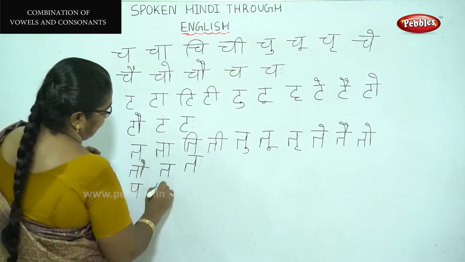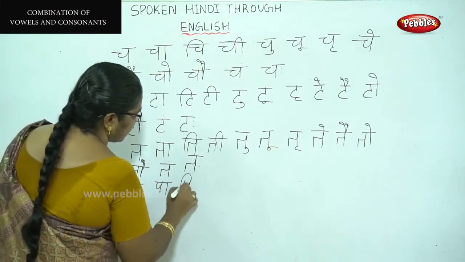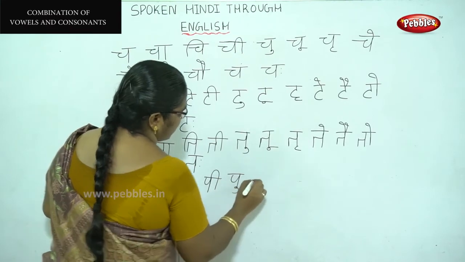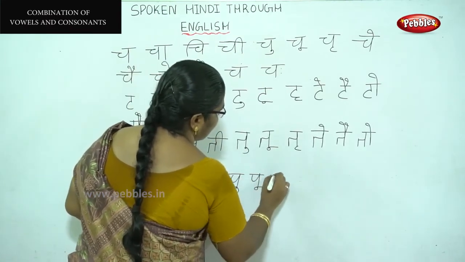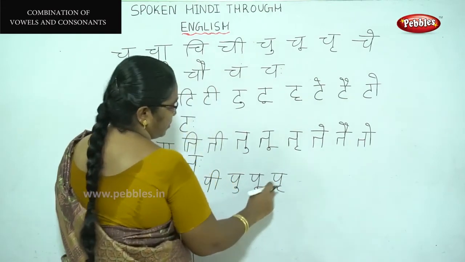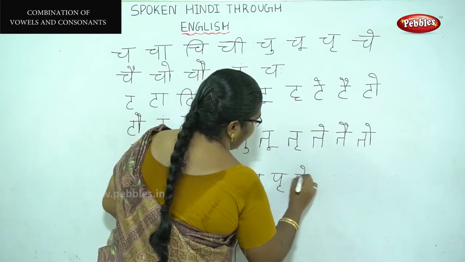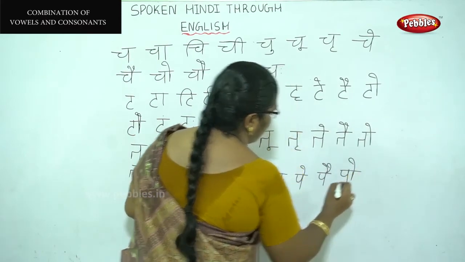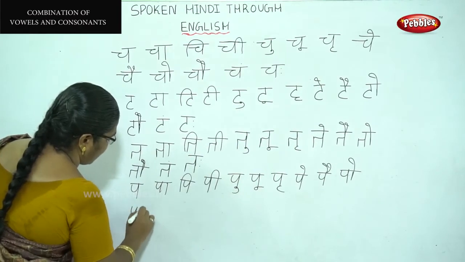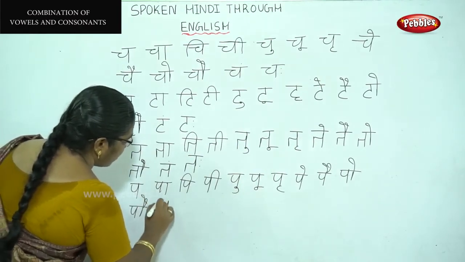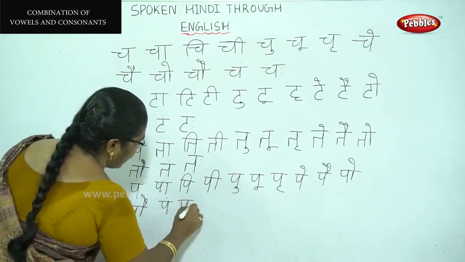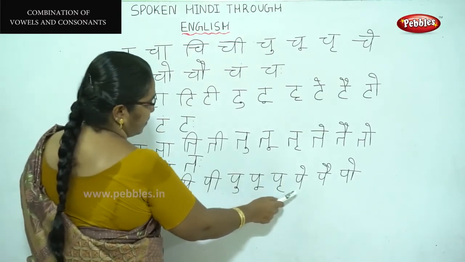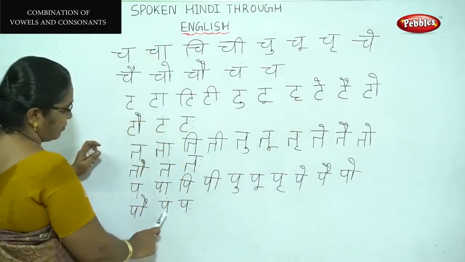Pa, pi, pu, pru, pe, pai, po, pau, pam, pah. Okay, see: pa, pi, pu, pru, pe, pai, po, pau, pam, pah.